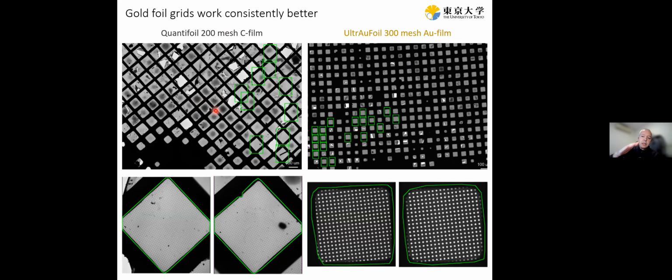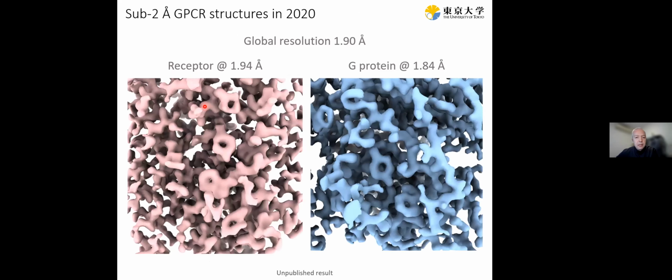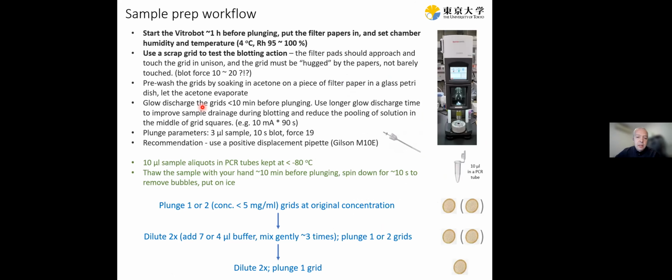So if you imagine the grid, there is a carbon or a gold film on top. On the bottom of the square, the filter paper cannot get very close to the film. And if there is no path for the liquid to drain, then it just pools there. And it's not touching the grid bars because the grid bars are hydrophobic. Increasing the glow discharge time can make them a bit more hydrophilic, and it also depends on the grid material. But in my experience, by increasing the glow discharge time, this effect is reduced quite a bit.